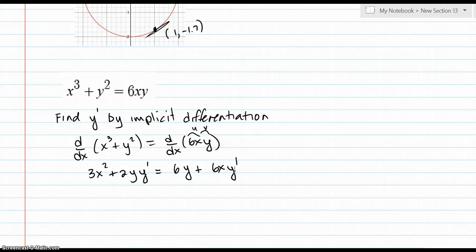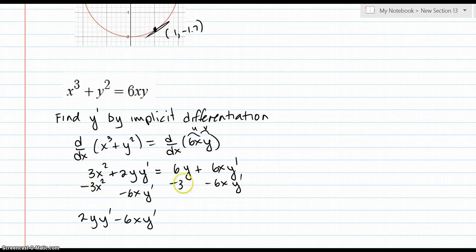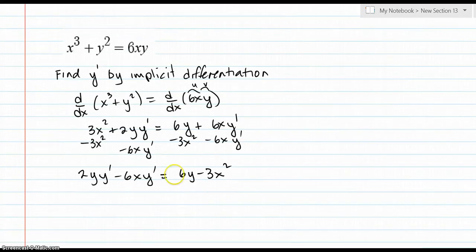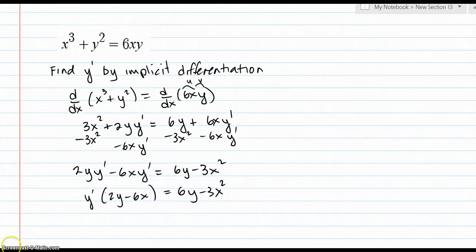And then you can solve for y prime. So I'm going to subtract the 6x y prime from both sides to get all my y primes on one side. And at the same time, I'm going to subtract 3x squared from both sides to get all the non-y primes on the other side, because I want to solve for y prime. And now we can factor out a y prime and then divide by 2y minus 6x. And there it is.